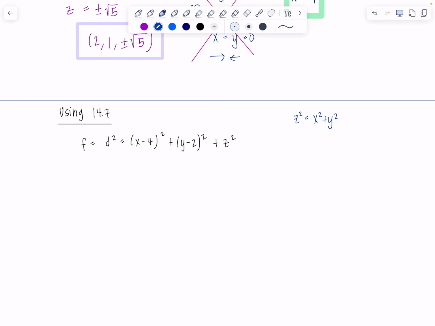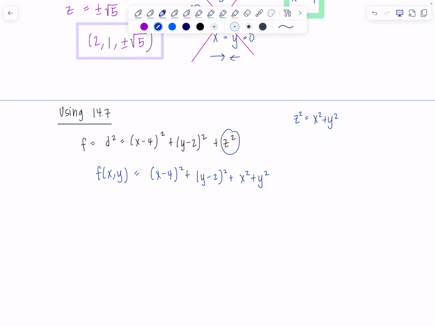So it seems like the most natural way to reduce a variable is replace z squared with x squared plus y squared. So then now I can say, oh, I finally have f of x, y, that's what I'm trying to optimize, which is x minus 4 squared plus y minus 2 squared plus x squared plus y squared. So this step we don't need to do when we solve with Lagrange multipliers. You can have as many variables as the problem has naturally.